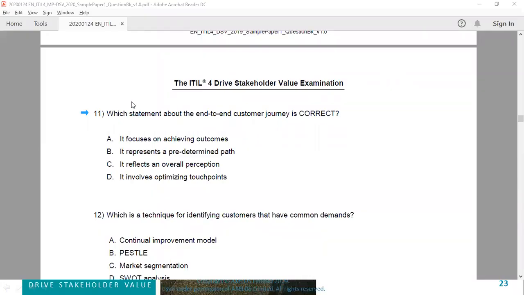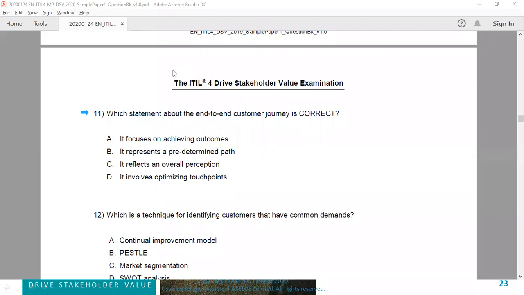Let us practice a question based on our learnings on the customer journey from the Axelos sample paper for the exam. As mentioned before, the exam is based on multiple choice questions, and you have to pick one correct answer. We'll look at question number 11 to start with regarding the customer journey. Sometimes you may have questions wherein two options may be correct, and you have to select a combination of two options as the correct answer.